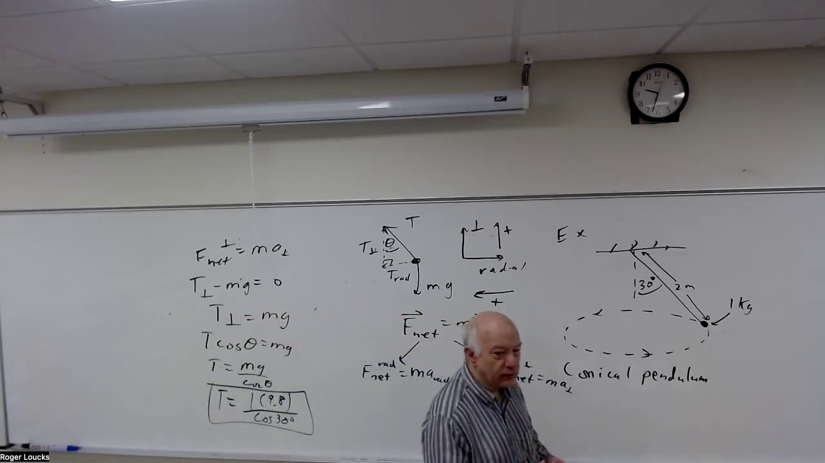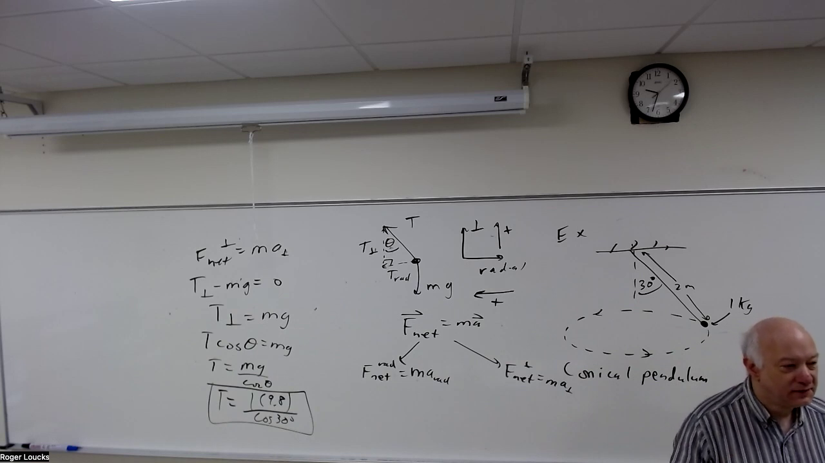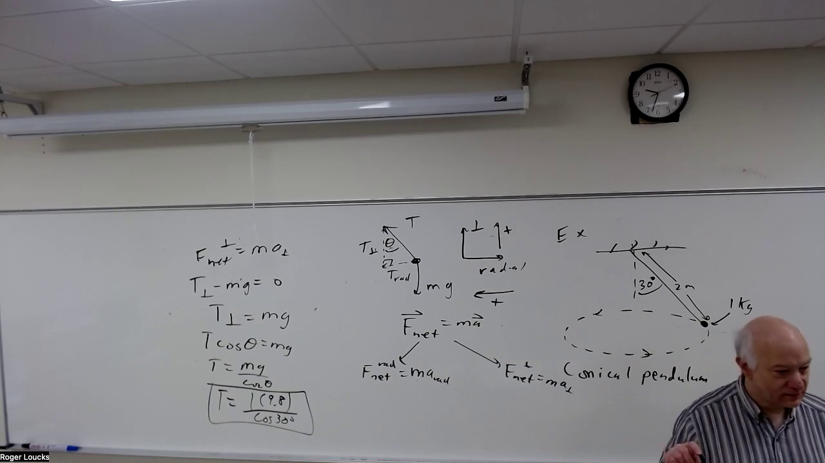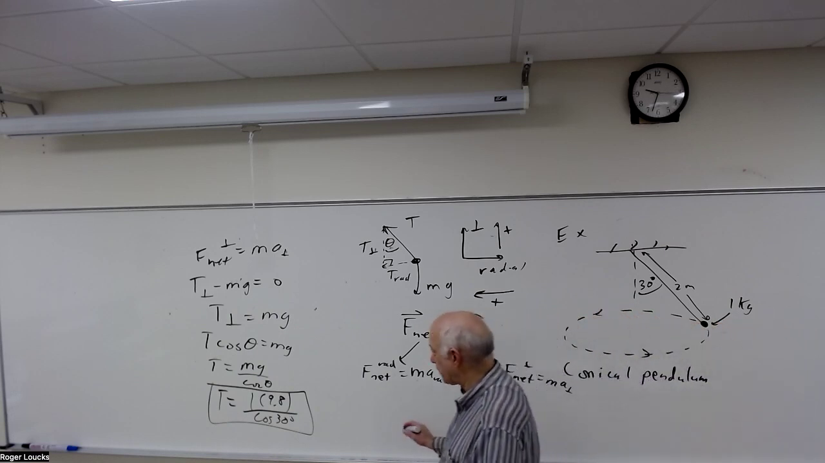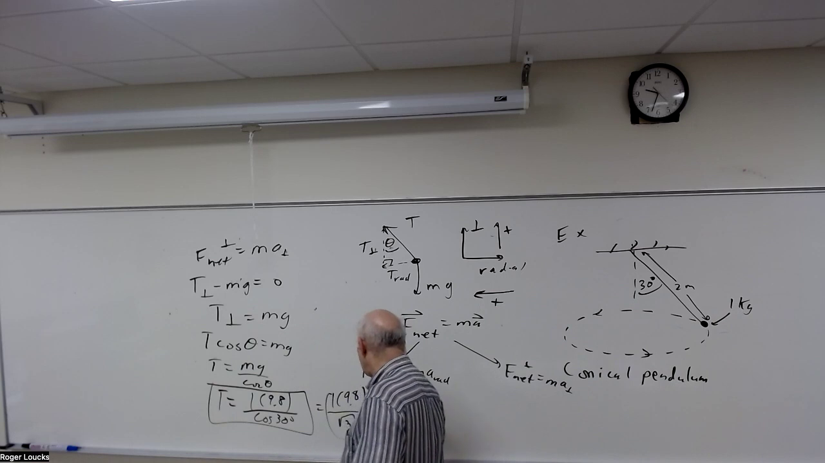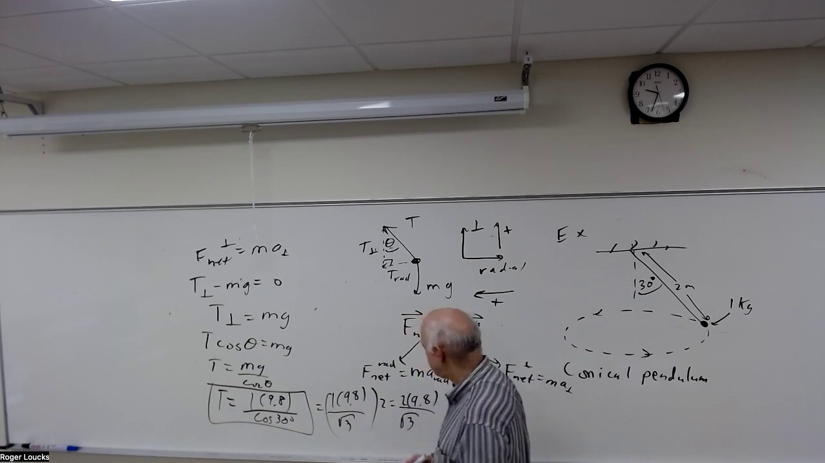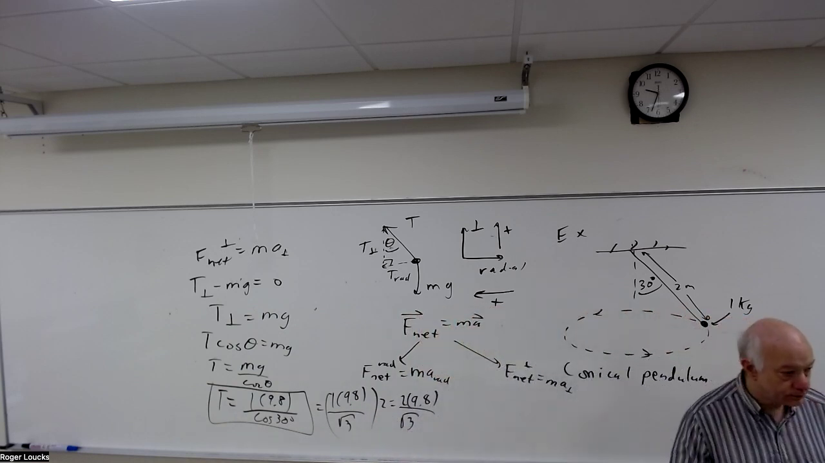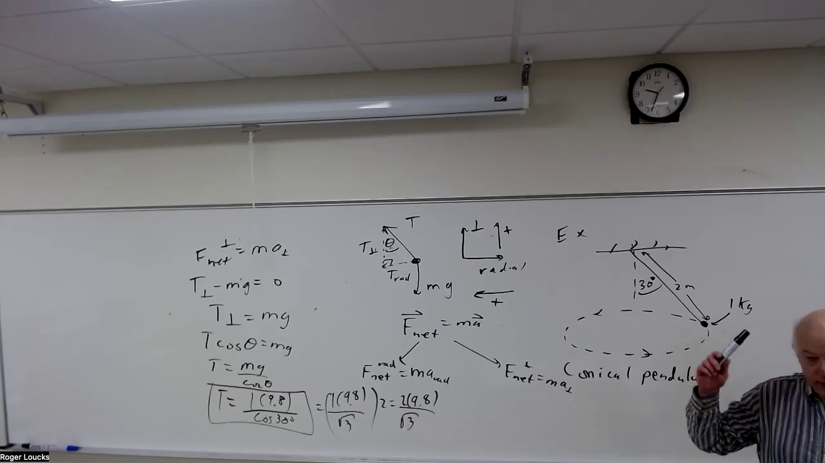What is cosine of 30 degrees again? That's sine. It's 0.866. It's the square root of 3 over 2. Okay. So if you wanted to, you can write this as 1 times 9.8 times 2 over the square root of 3. Okay. Questions for that? Okay. Part A is done.